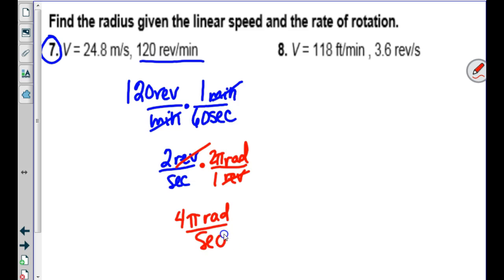Okay, what kind of speed is that? Angular or linear? It's angular speed, okay? The linear speed we were given up here is 24.8 meters per second. Anybody know the relationship between those? I just wrote it down a minute ago. We're trying to find the radius. It's an important one that's on your peach sheet.